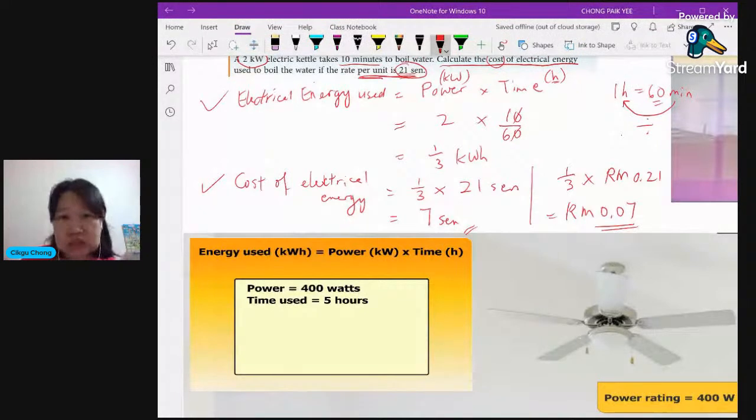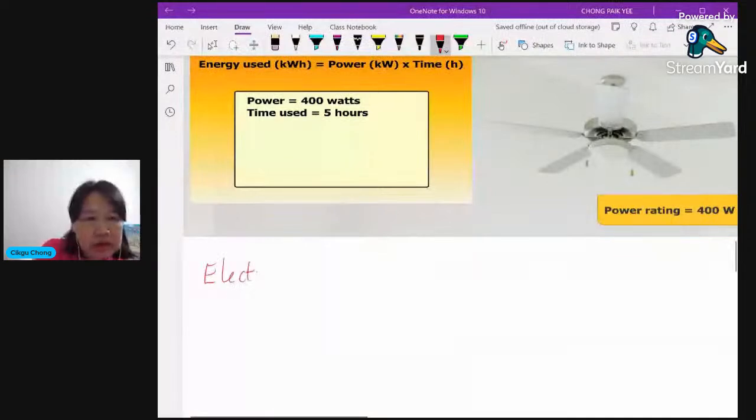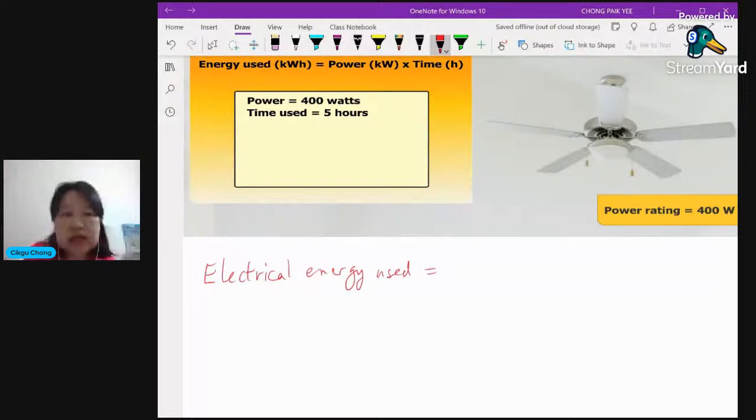Okay, let's do the simple calculation. Very simple. So here, you just need to write in electrical energy use. All right, you do it, girls. You do it in your notebook here. Electrical energy, compare the answer. All right, electrical energy use. This is the first thing you always write when you want to calculate these kind of questions. Electrical energy use equals power times time. Okay, make sure you have this.